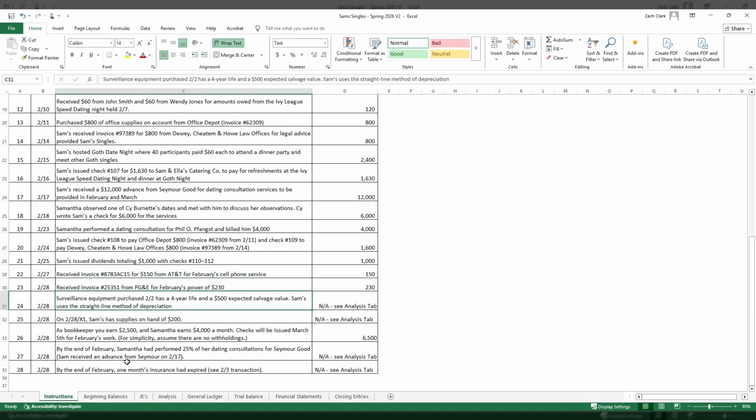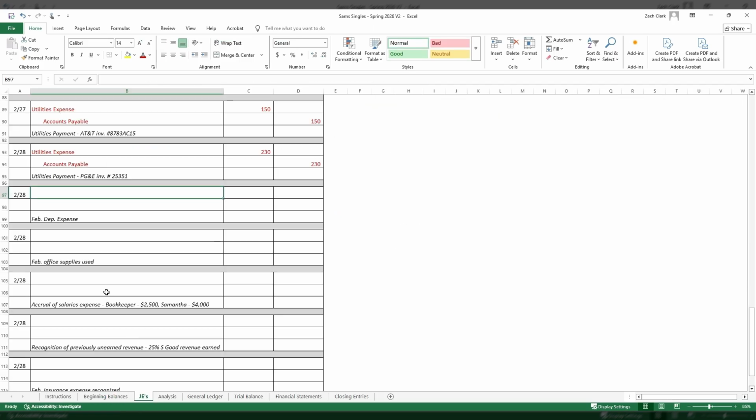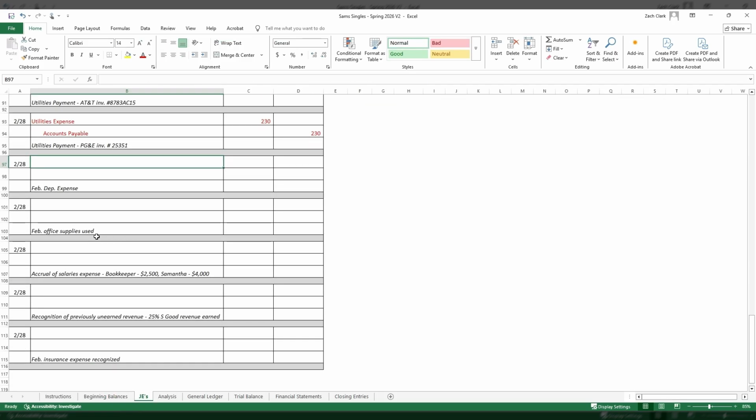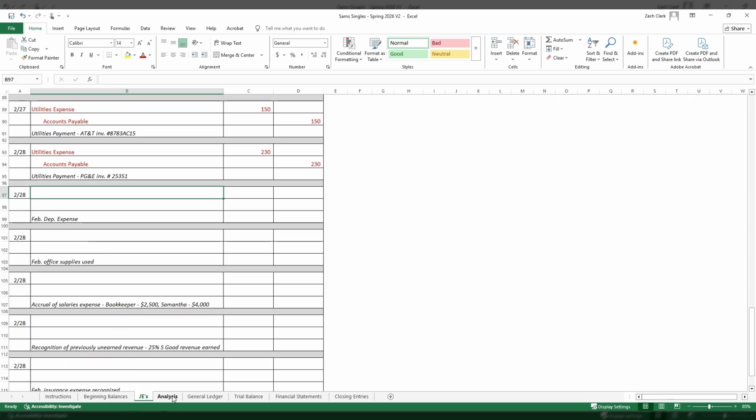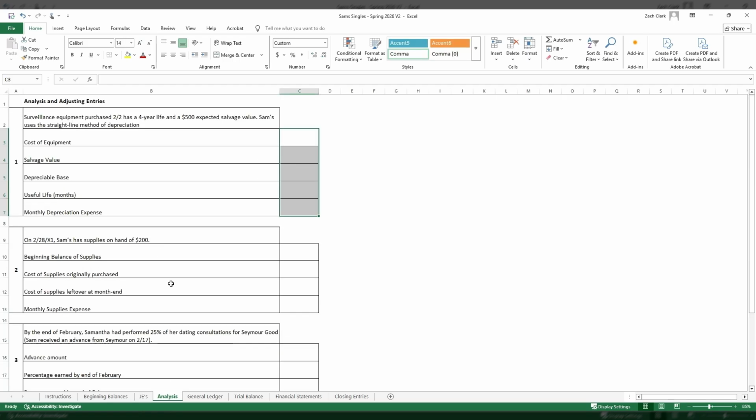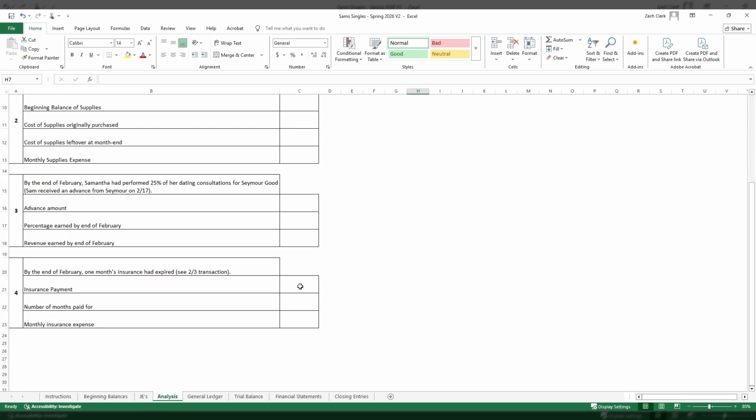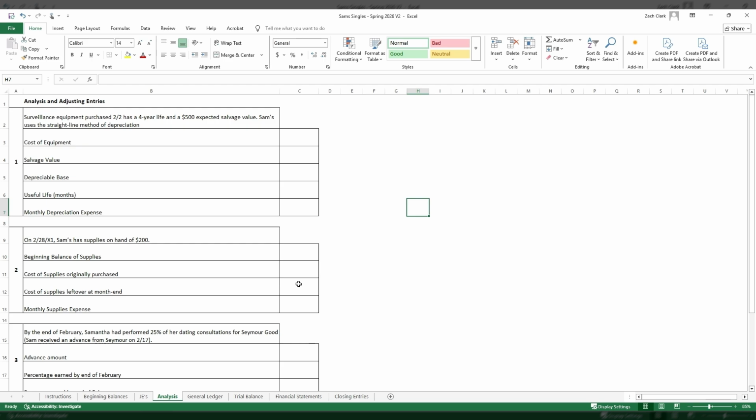Okay, so let's go to the 28th. So now we have gotten to the point, I believe. Yes, so we're on to the adjusting entries now. And we're going to come over here to our analysis tab and use this tab and the template laid out here to do some of the calculations that we're going to need for those adjusting entries. So let's go ahead and do that now.